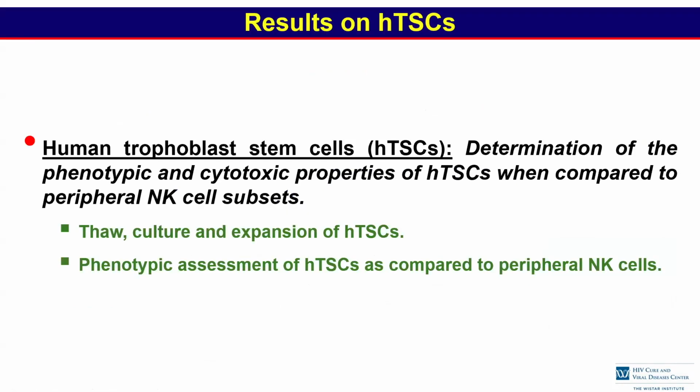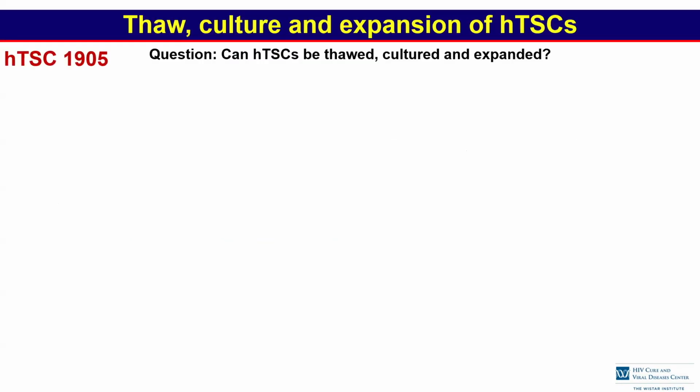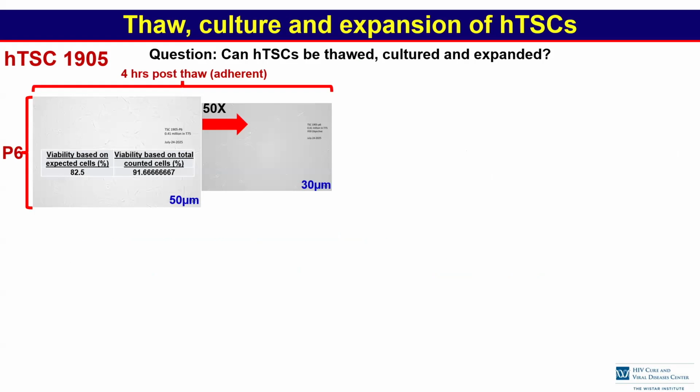So I'm going to start with what we found for the iPSCs. Here I'm going to show you first the results from the thaw, culture and expansion, and then from the phenotypic assessment. The main question that we had regarding the cells was whether in our hands we can actually thaw, culture, and expand them. Here I'm showing you the example of the results of one cell line, but it was exactly similar for the other cell line, which I'm not going to show.